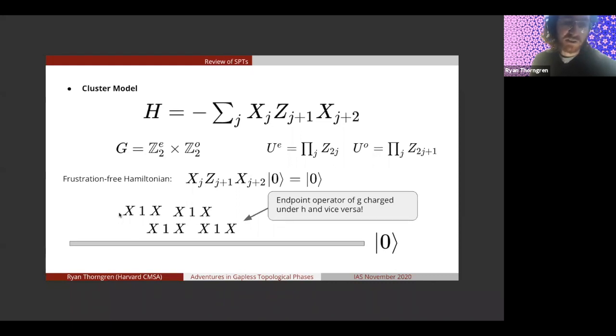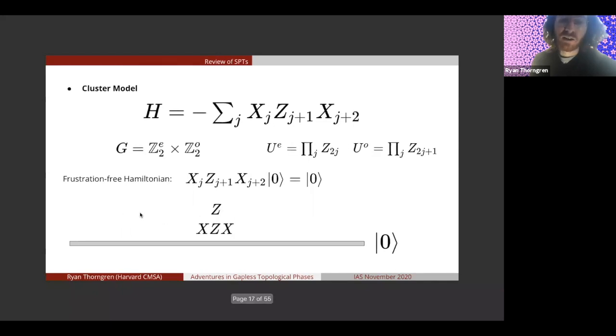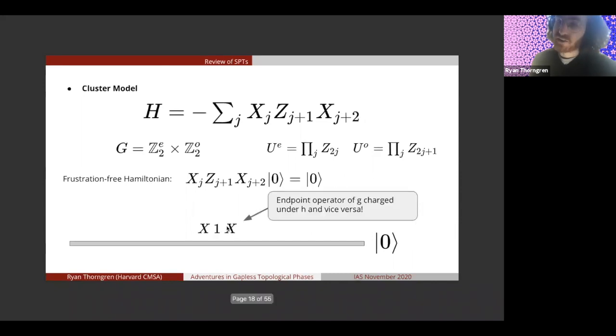And now these X's show up on the other sublattice, right? You see we started with a Z, maybe here on an even site, and we get an X on the odd site next to it at the end. So the endpoint operator, this should be E and O, the endpoint operator of E is charged under O and vice versa. So this is an example of a Hamiltonian which has the non-trivial invariant that I mentioned.